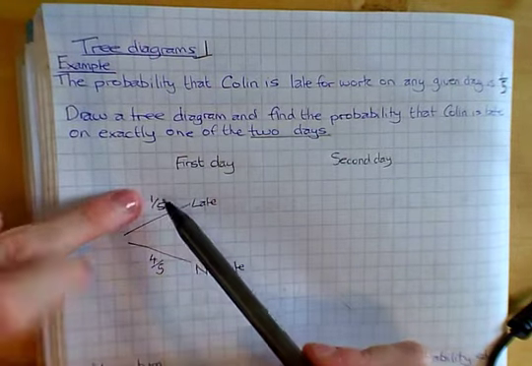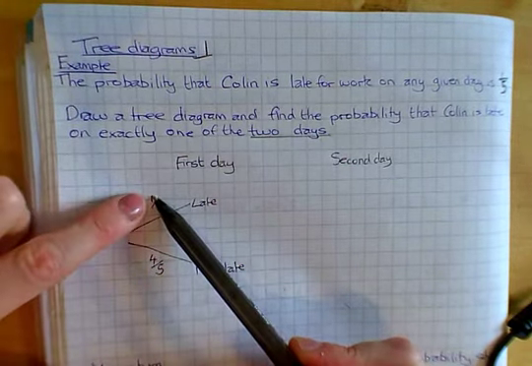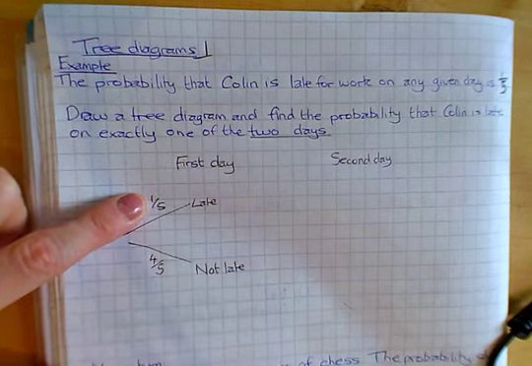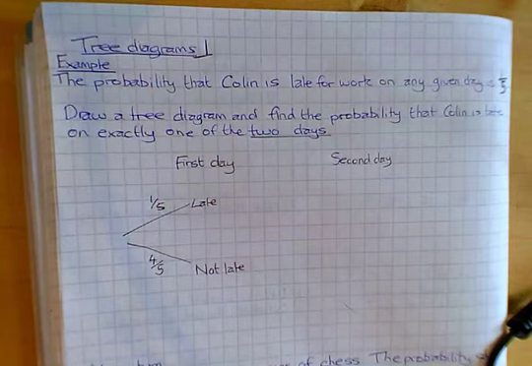Another way to think about it is, what's the difference between this 1 and 5? The difference is 4, so your numerator here will be 4. And that might be a helpful way to think about it.